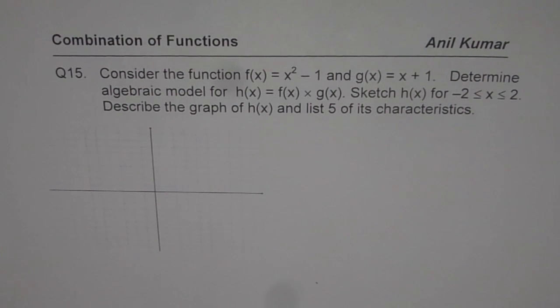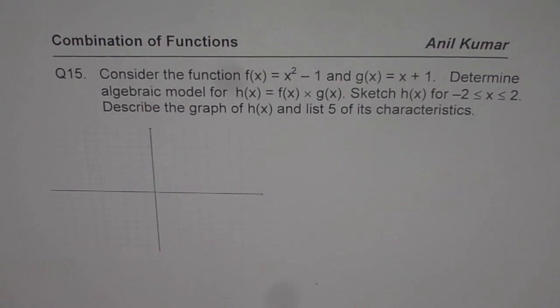I'm Anil Kumar, and here is question number 15 on combination of functions from previous test papers. The question is, consider the function f of x equals x squared minus 1 and g of x equals x plus 1. Determine an algebraic model for h of x, which is the product of these two functions. Sketch h of x for x between minus 2 and plus 2. Describe the graph of h of x and list 5 characteristics.